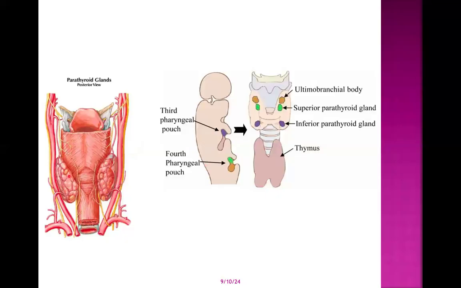If you look at the gross anatomical structure, you see that there are a pair on each side. So in all, you have 4, that is 1, 2, 3, 4. So superior, inferior, superior, inferior. So here you have superior, inferior, superior, inferior. Superior in green, and then inferior in purple.